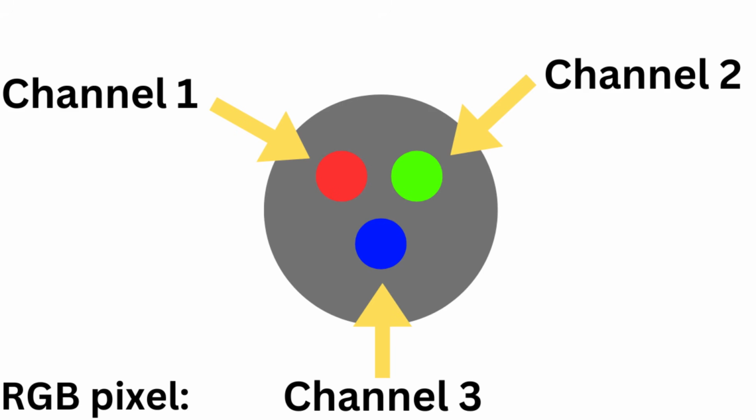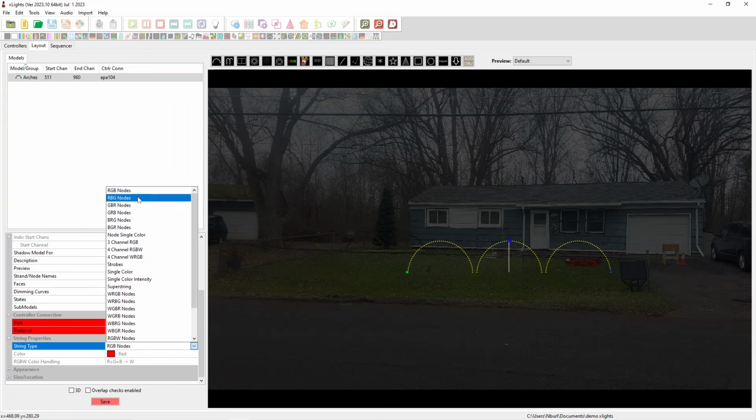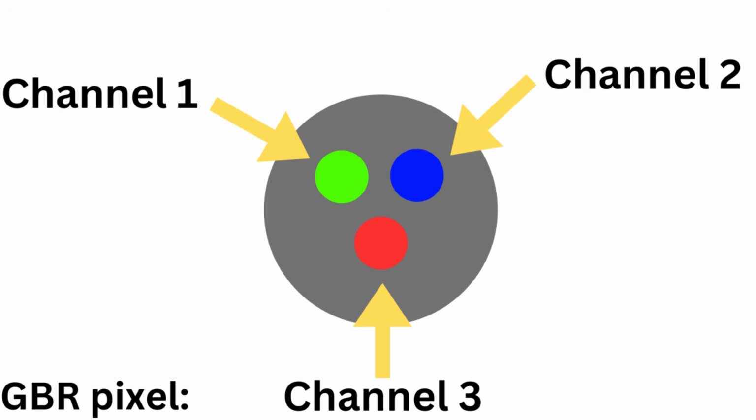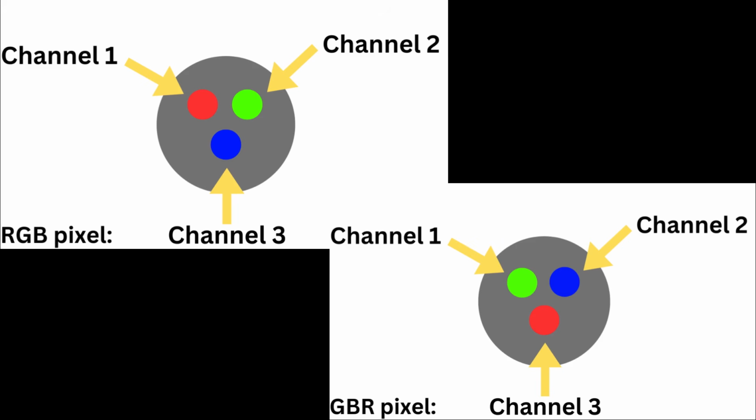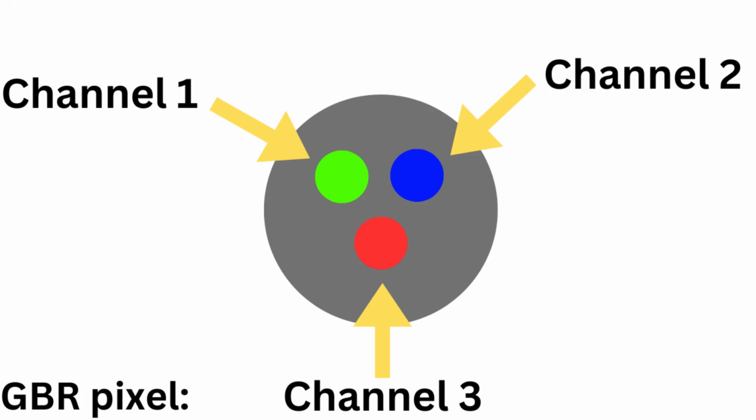So if we go back to the 3 channels that go to each pixel, if I was to turn on channel 1, 1 would go to the red pixel, because if you put it in order, 1 to red, 2 to green, and 3 to blue. But if I was to turn on the 3rd channel and was using, let's say, GBR pixels, the color order for those are green, blue, red. So instead of the blue light turning on when I turn on the 3rd channel, the red light would turn on when I turn on the 3rd channel.